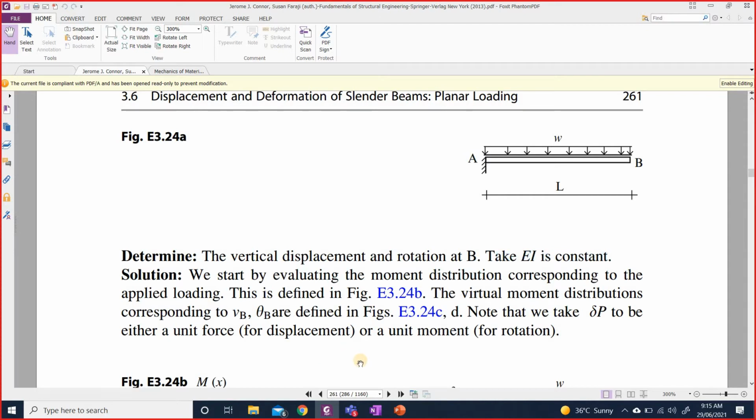Now, there are two things to do. Let's first talk about how to determine the vertical displacement, and then we will discuss how to calculate the rotation at B. Whether you need to find vertical displacement or rotation, the common step is that you need to evaluate the distribution of the bending moment over the span of the beam for the given loading, the actual loading. You need to know their distribution.